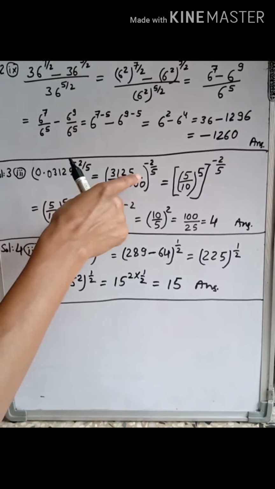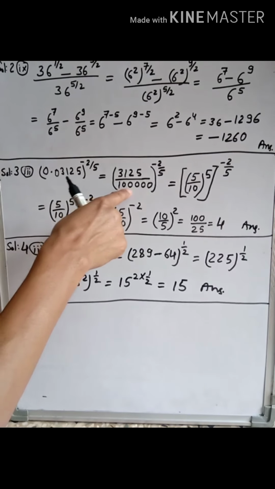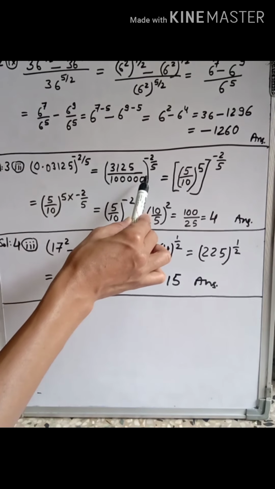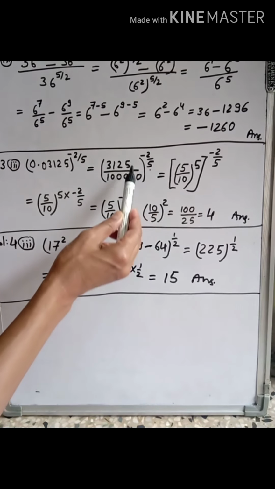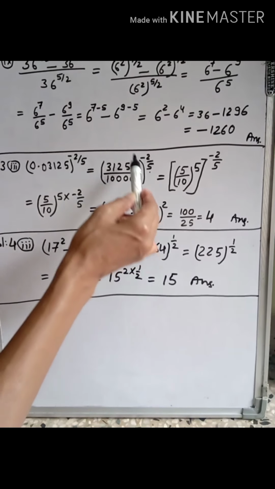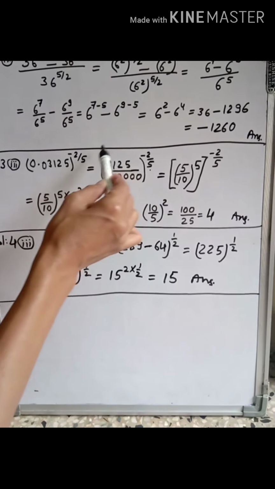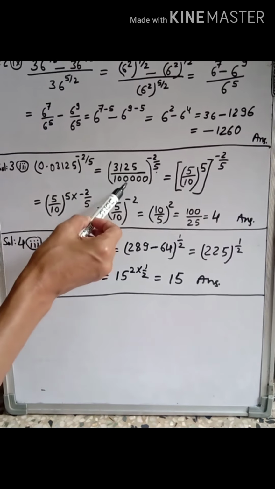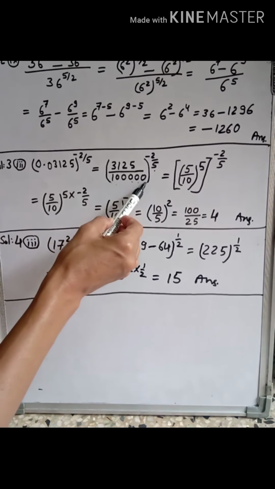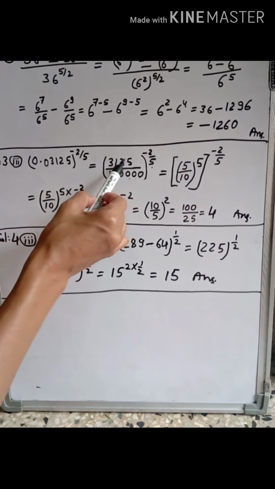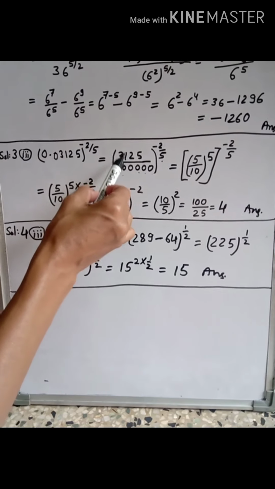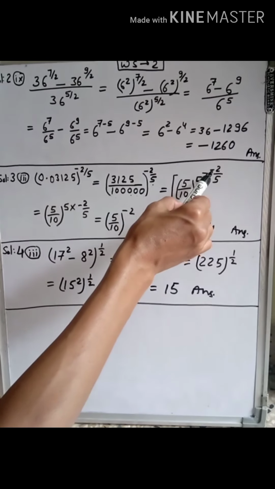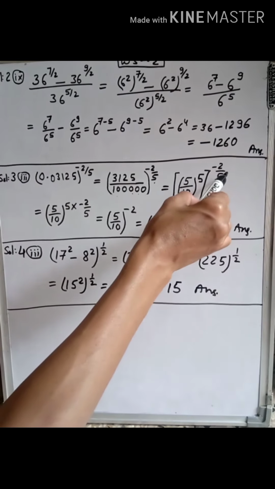So 3125 divided by this 100000, by 5 times. And you can see here the power is minus 2 upon 5. So this is 5, and definitely it is possible to convert into numbers with power 5. So this is 5 to the power 5 and this is 10 to the power 5, 1, 2, 3, 4, 5. And when you solve by prime factorization, you will get 5 to the power 5. So 5 upon 10, whole to the power 5, and this minus 2 upon 5 is outside.